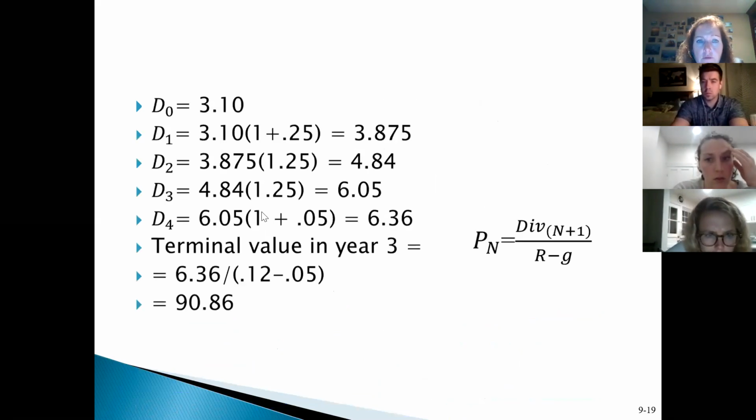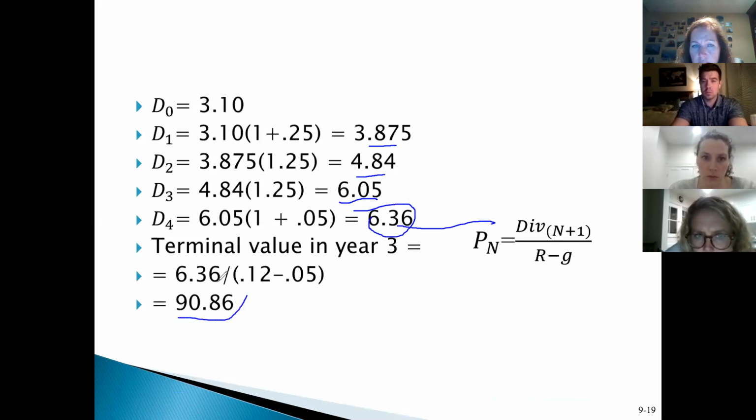Okay. So the first one, this 3.875 is a year out, discounted back to today. The 4.84 is discounted for 2 years back to today. The 6.05 is discounted for 3 years back to today. And the 6.36, the only reason we calculated that was to put it in this formula over here and come up with this 90.86. So the cash flows that we're interested in are these 3 plus the 90.86.